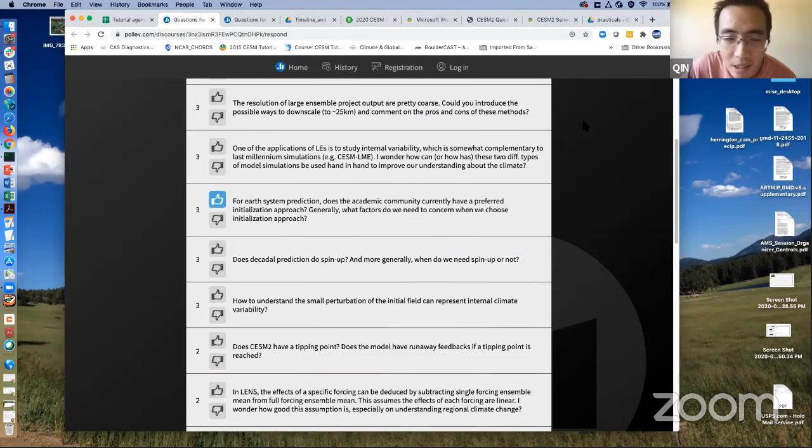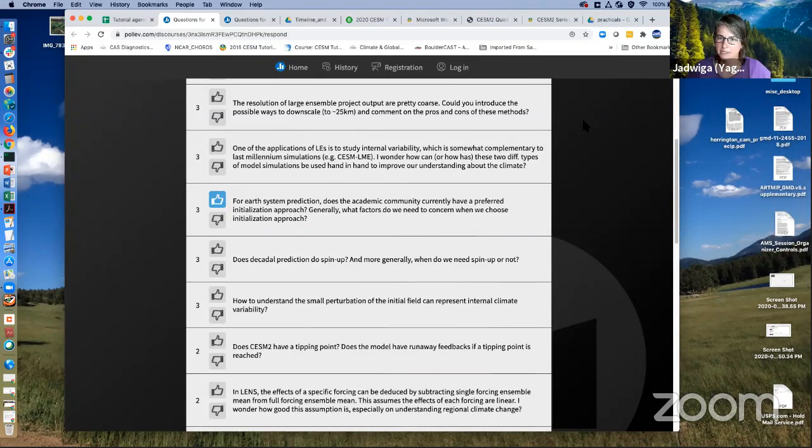Yeah, can you extend the spin up question a little bit, because sorry, I didn't follow quite well. The spin up question in the decadal prediction. I can explain it, or Clara, do you want to take a stab?